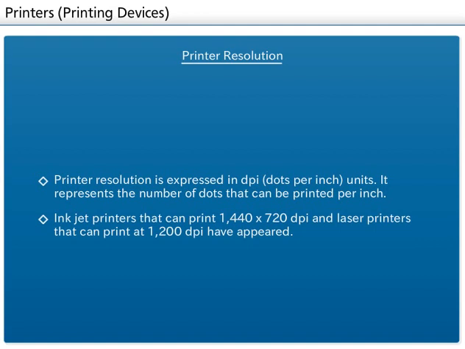Printer resolution. Printer resolution is expressed in units of dpi, dots per inch. It represents the number of dots that can be printed per inch. Inkjet printers that can print 1440 x 720 dpi and laser printers that can print at 1200 dpi have appeared.